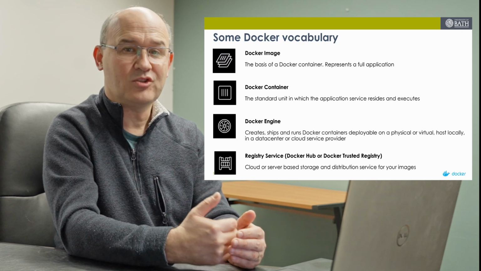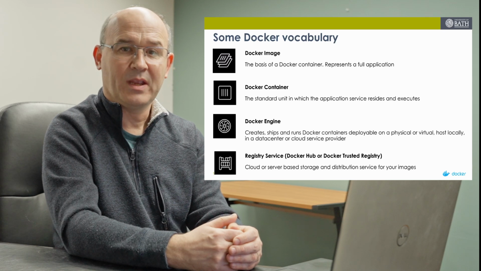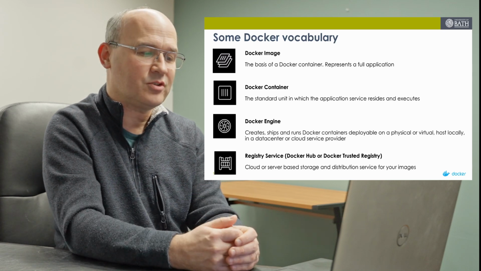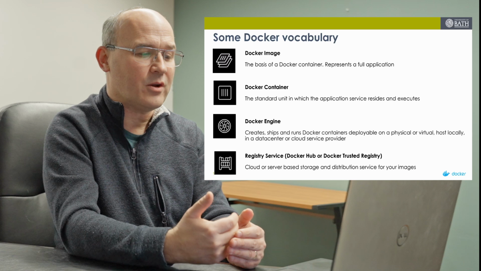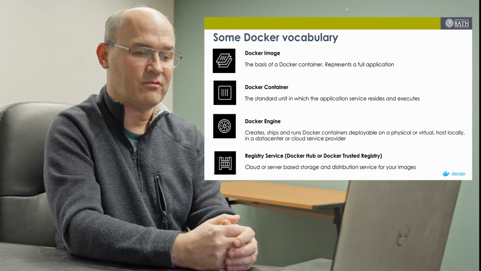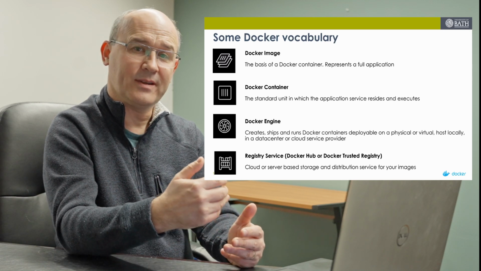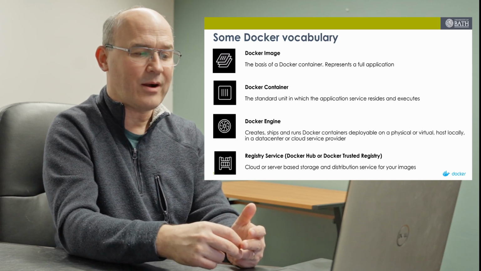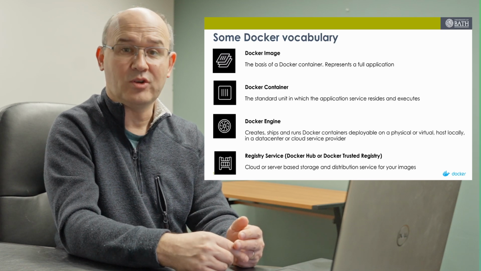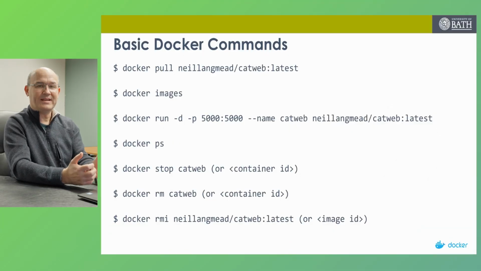And then we have the registry service, which is called Docker Hub or Docker Trusted Registry, and Docker Desktop, which is what I'm going to show you, also is part of this registry service if all of your containers are registered locally and running locally. So the registry service will give you the ability to run cloud or server-based storage and distribution services for your Docker images. So here's some basic Docker commands.